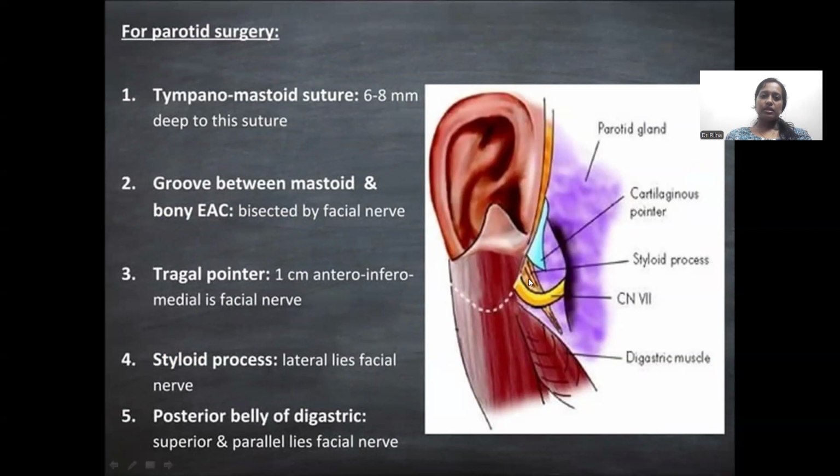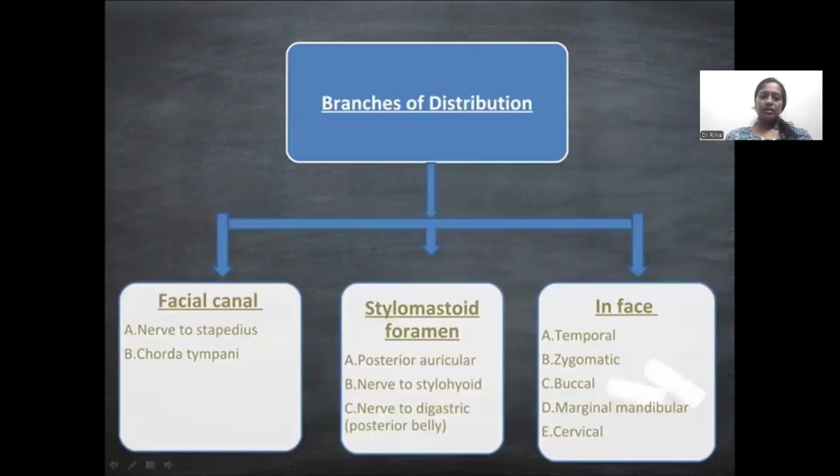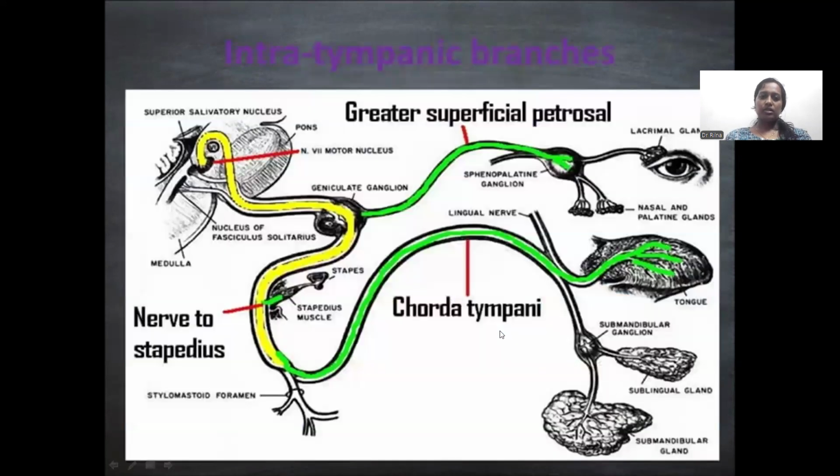for parotid surgery, mainly it is just below and behind your ear. That is the tympanic part, so it is just below that, behind that. And the styloid process is there, you can see, and this is the parotid region. And this is the styloid process, and this is where the facial nerve originates. And these are the branches as we already discussed. And this diagram clearly shows what the branches of the facial nerve are.